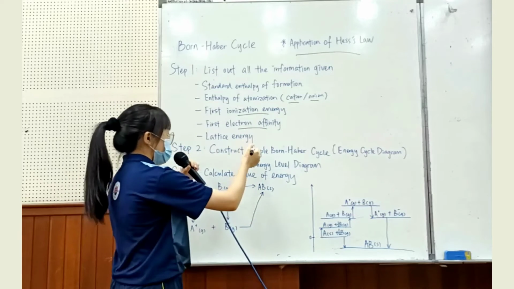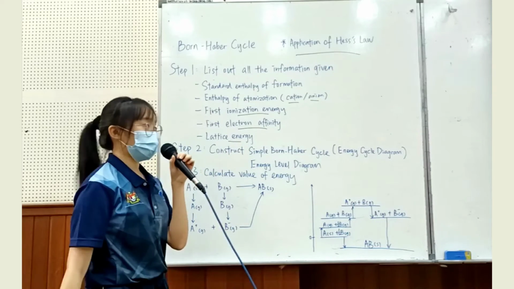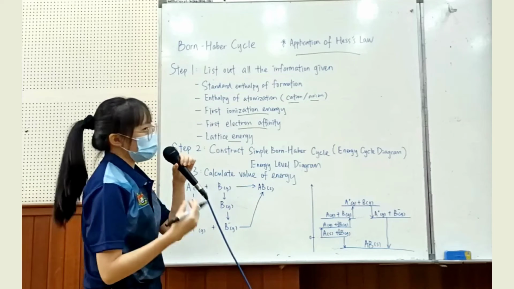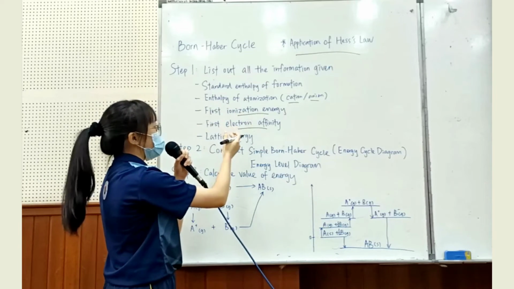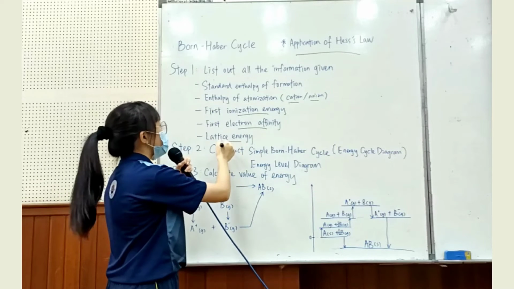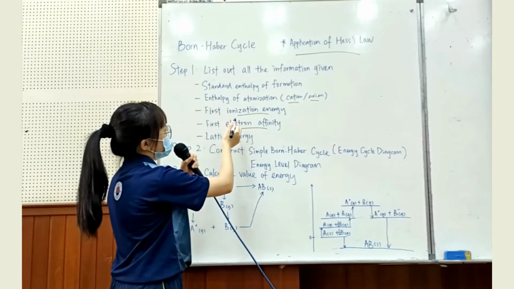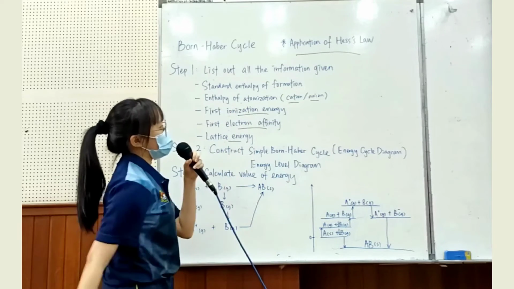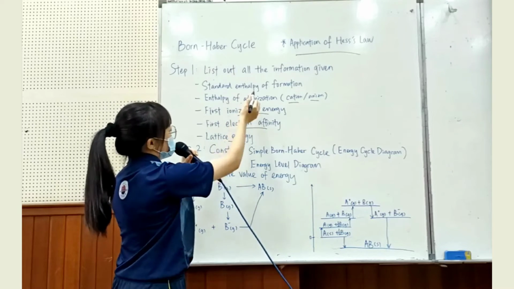And maybe we will need to find the lattice energy if given by the question. Also, the question will require us to find another enthalpy if the lattice energy is given. For example, the lattice energy, first electron affinity, first ionization energy, and enthalpy of atomization are given. The question may require us to find the standard enthalpy of formation of the compound.